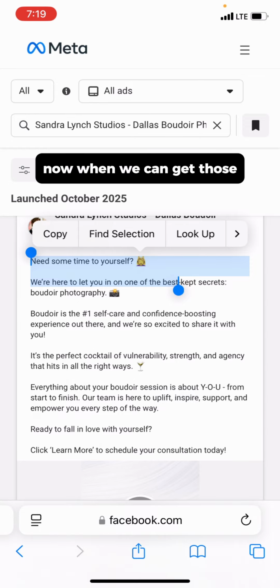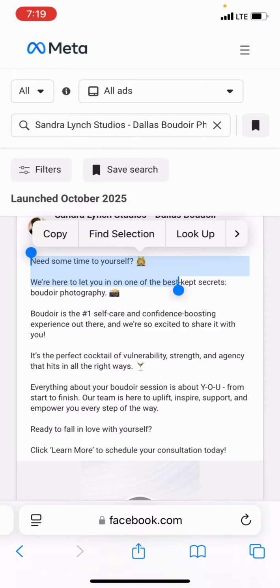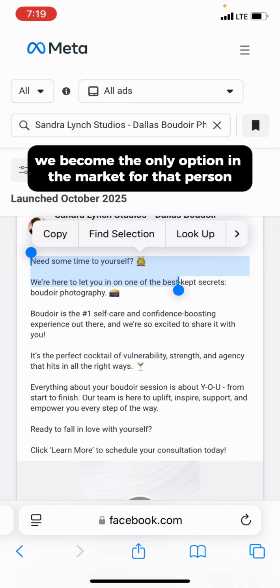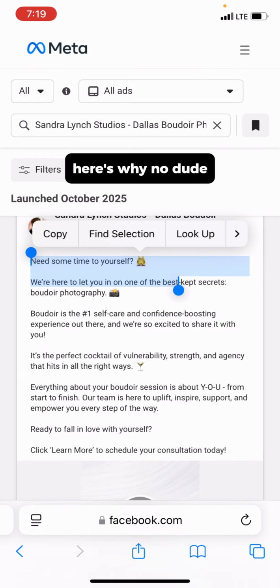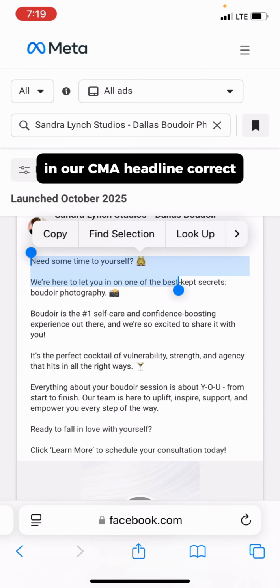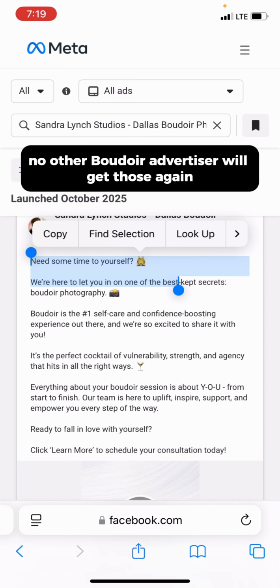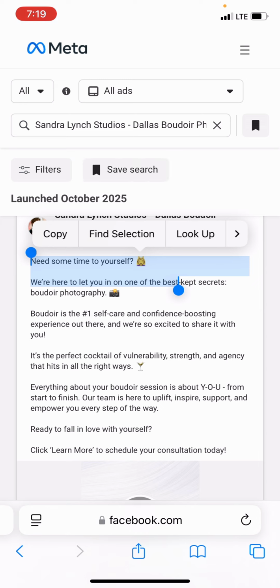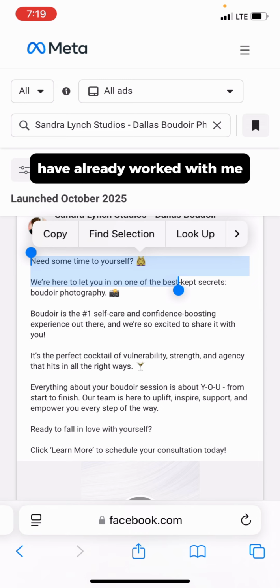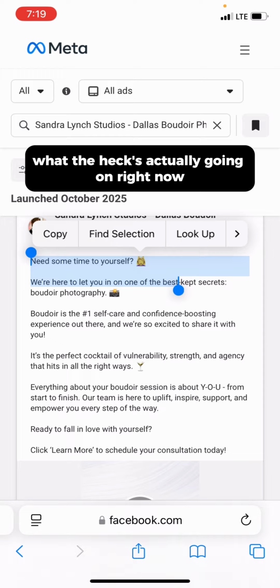So that is punch two, and that's our 1-2 punch. Now, when we can actually get punch one and punch two correct, we become the only option in the market for that person. Here's why. No one's going to get all four specific attributes in our see more headline correct except for us. No other boudoir advertiser will get those, again, unless they've already worked with me. So we get punch one correct, then punch two correct, which is describing their exact life, what the heck is actually going on right now.